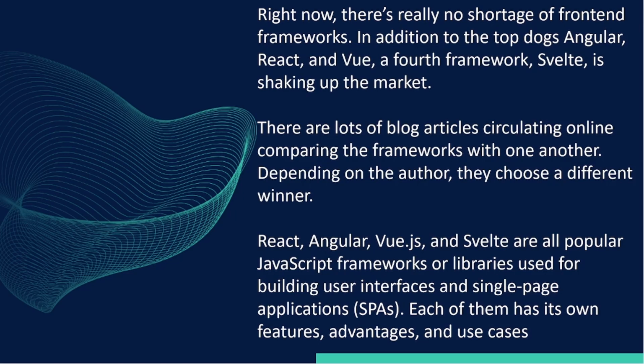There is really no shortage of front-end frameworks. In addition to the top dogs Angular, React, and Vue, a fourth framework, Svelte, is shaking up the market. That's true, guys. There are lots of blog articles circulating online comparing the frameworks with one another, and depending on the author, they choose a different winner. React, Angular, Vue.js, and Svelte are popular JavaScript frameworks or libraries used for building user interfaces and single page applications. Each of them has its own features, advantages, and use cases. Let's have a look at them one by one.